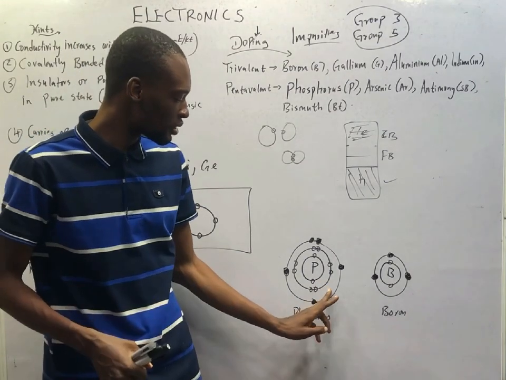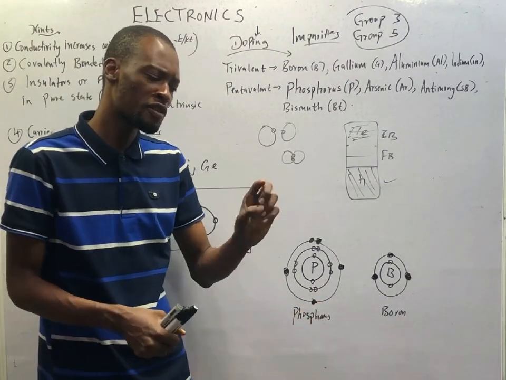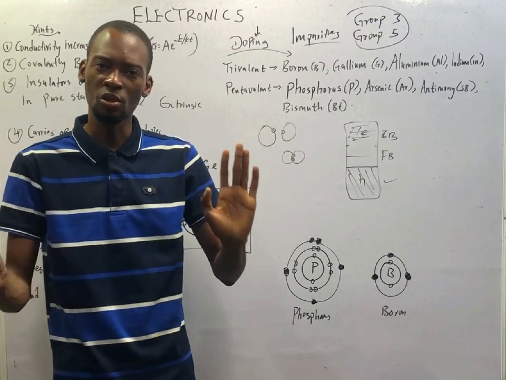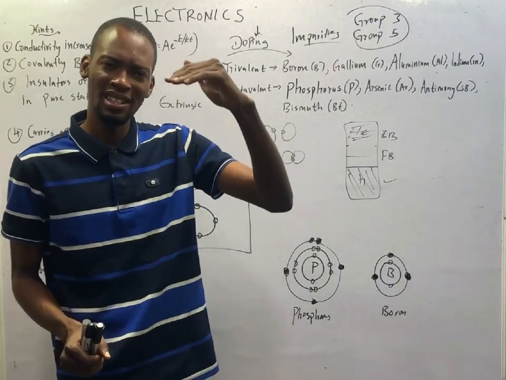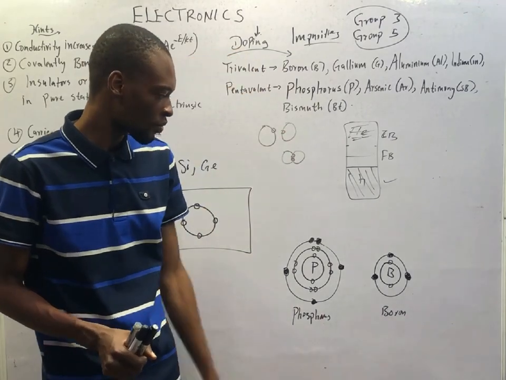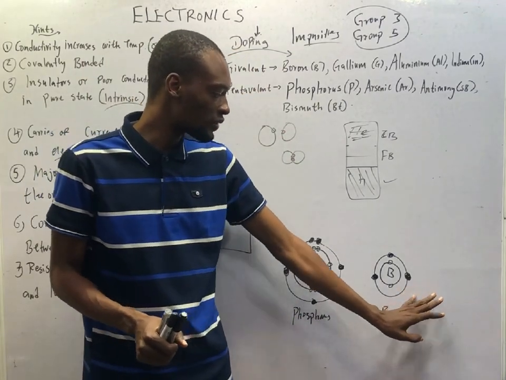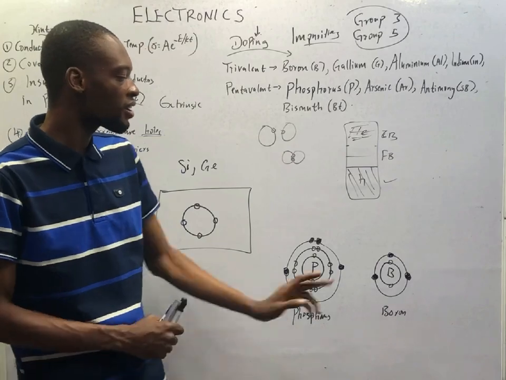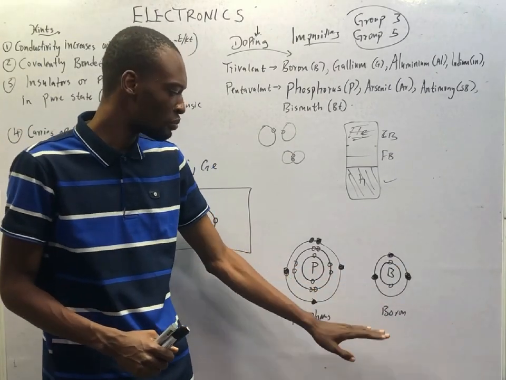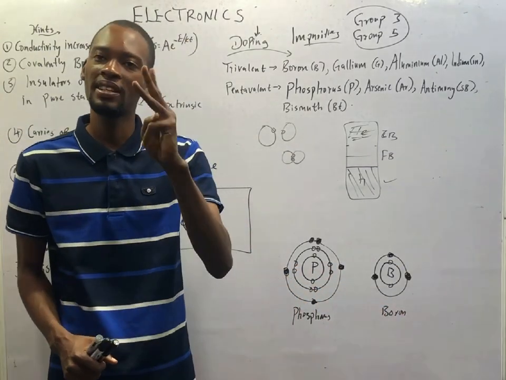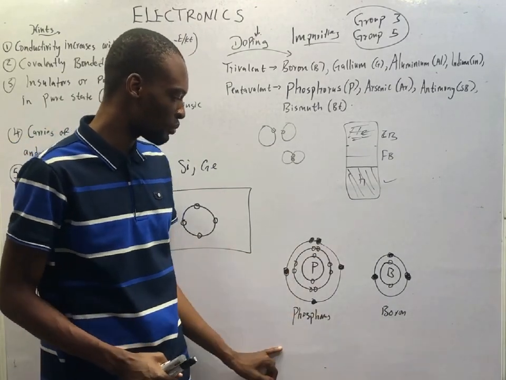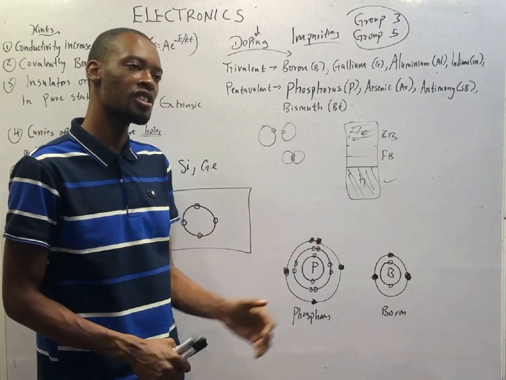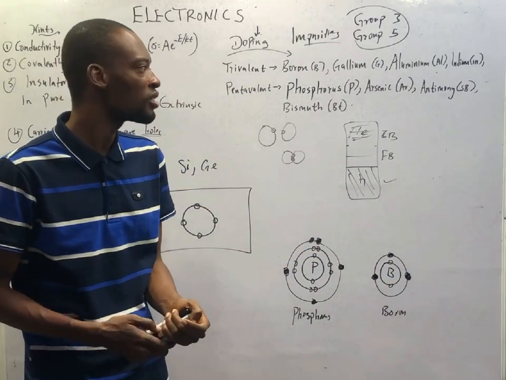Take a look at this element. This is phosphorus. Phosphorus has 15 electrons in total, but only 5 valence electrons, which means 5 electrons in the outermost shell. Boron has 5 electrons in total, but 3 in the outermost shell, which means boron has 3 valence electrons. So phosphorus is pentavalent, 5 electrons in the outermost shell. Boron is trivalent, 3 in the outermost shell.